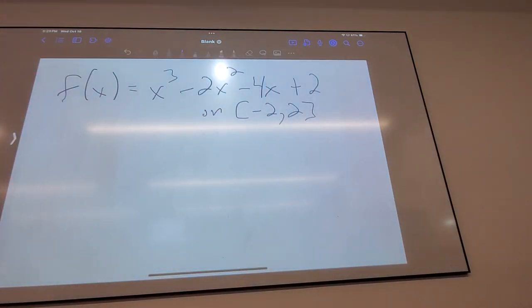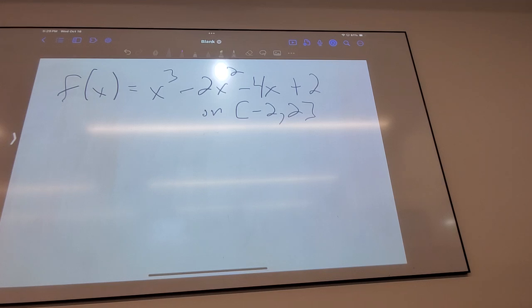So first off, how do I verify that the requirements are met? How many requirements were there? You guys remember? The two you're thinking of are continuous and differentiable. Do you agree with me that that's a polynomial? All polynomials are continuous and differentiable. What's the third condition for Rolle's theorem? That's the result: f of a equals f of b.